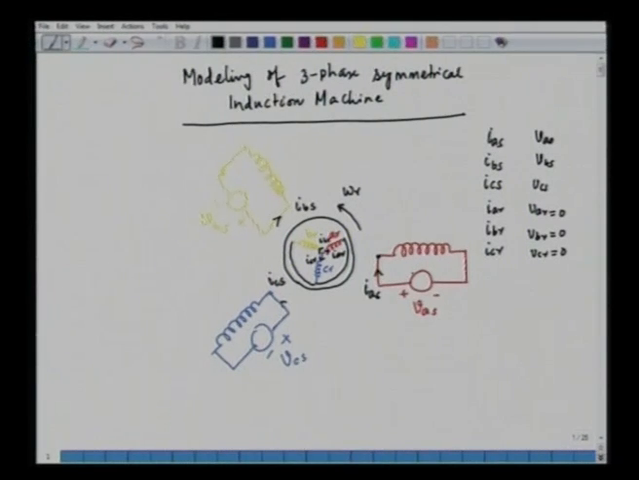Similarly, the inductance between phase B and phase C of the stator is LBCS, and the inductance between C and A will be LCAS. Now, they are all equal because the machine is a symmetrical machine and the windings are phase shifted by 120 and 240 degrees respectively. We can always say that the mutual inductance between any two phases of the stator will be the same.